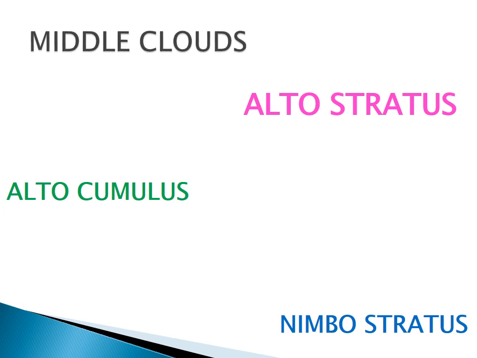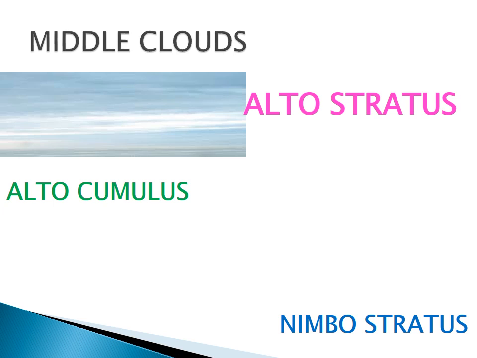Okay, in middle clouds also there are three types: altostratus, altocumulus, nimbostratus. Okay, see the picture of altostratus. This is the picture of altostratus. Thin sheets of grey or blue colored clouds in uniform appearance, consisting of frozen water droplets. Okay, உறைந்த பனித்துளிகள் இருக்கும். Okay, this is the picture of altostratus.